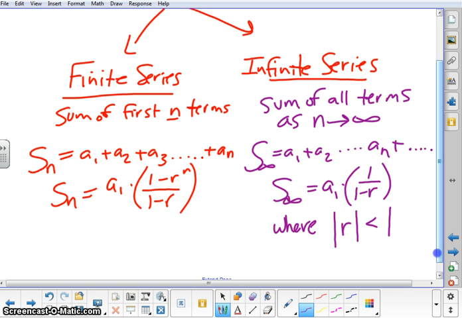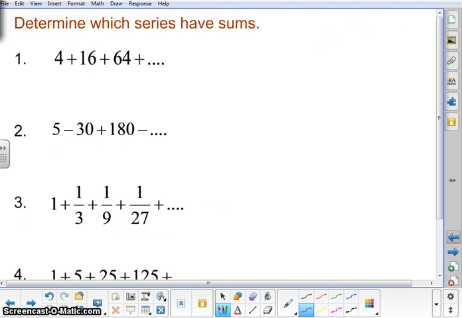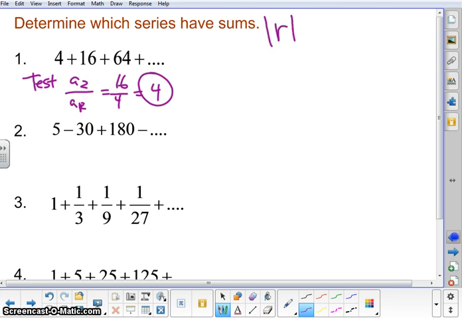Okay, which leads us to the first examples. Let's determine if these are infinite geometric series. So let's do the test. The test is taking a2 over a1. So 16 divided by 4 is 4. This does not meet the requirement of the absolute value being less than 1, so that's out. Cannot find the infinite sum there.